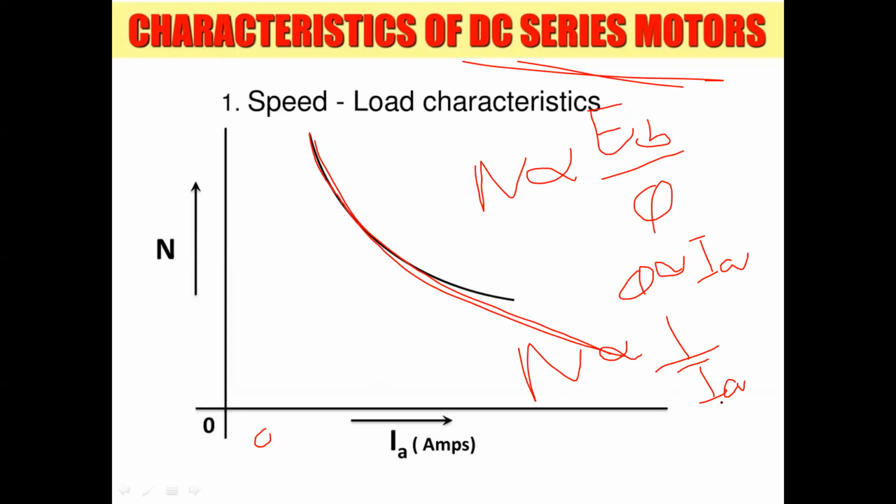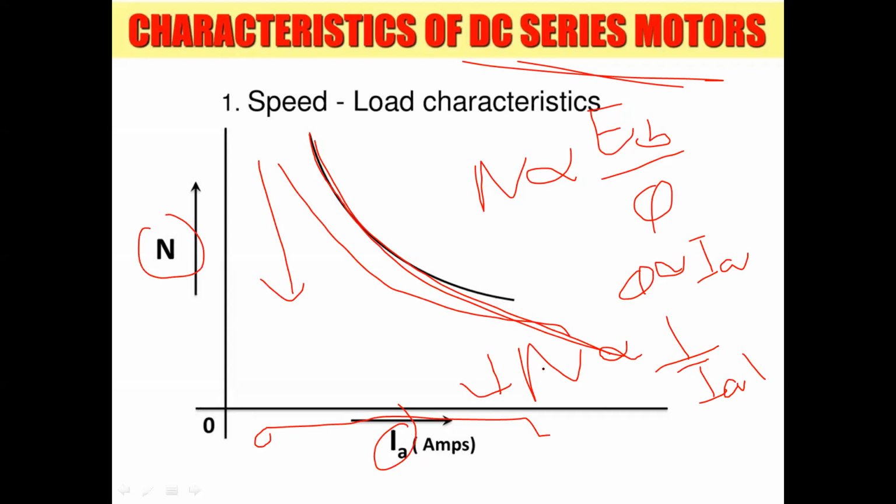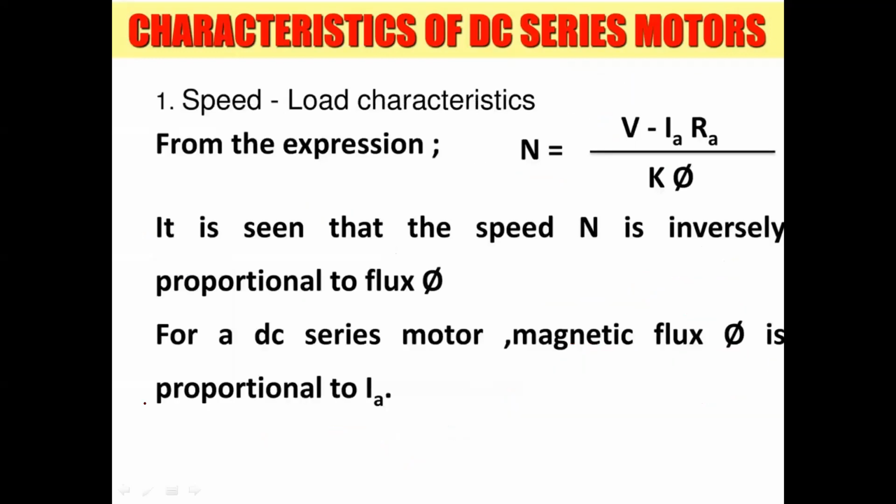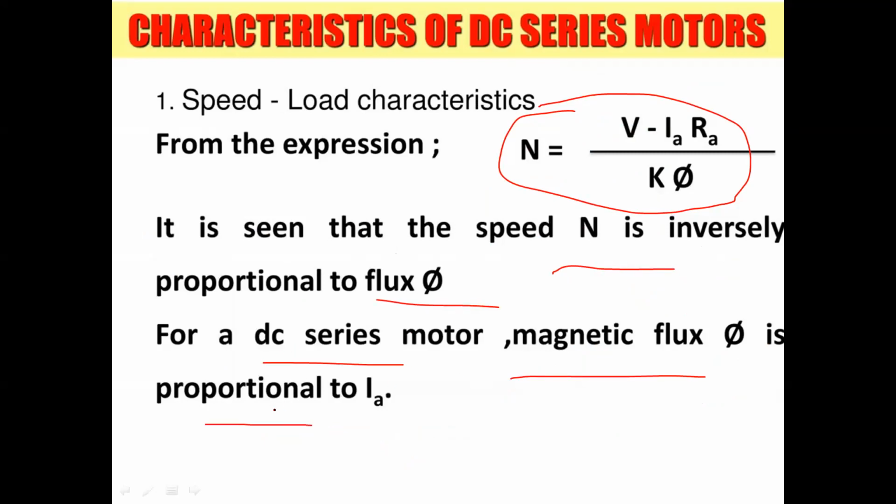As armature current Ia increases, speed decreases drastically. So speed and armature current are inversely proportional in a series motor. The general speed equation of the motor is N proportional to (V minus IR) by flux, so N is inversely proportional to flux. For a series motor, flux is proportional to Ia, because armature current equals field current.